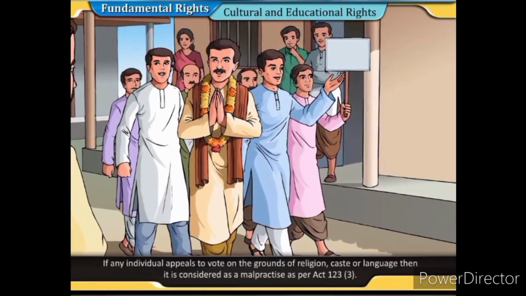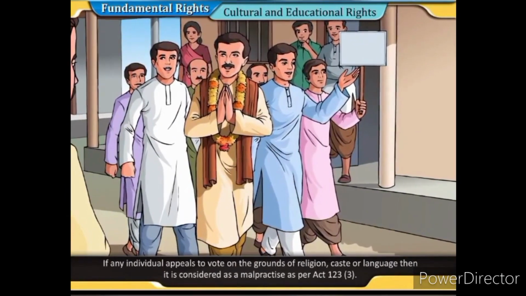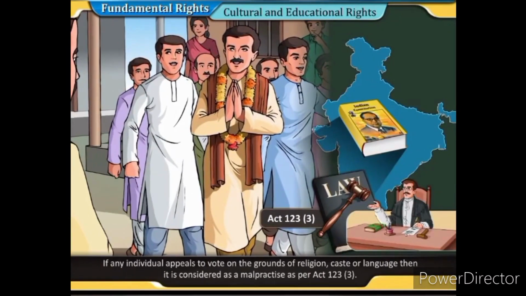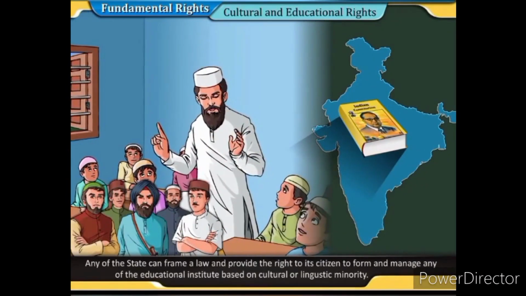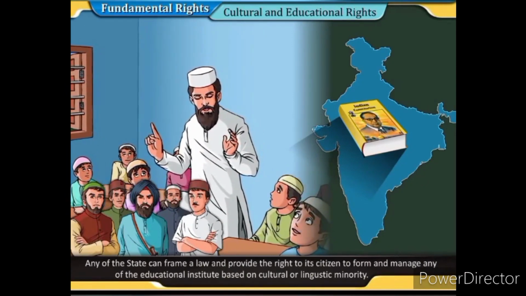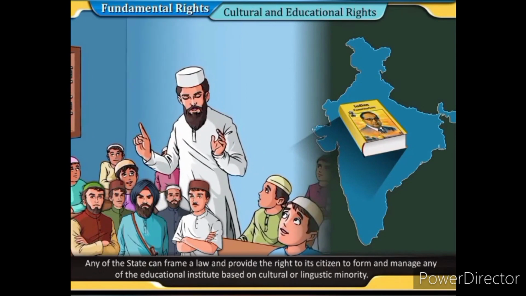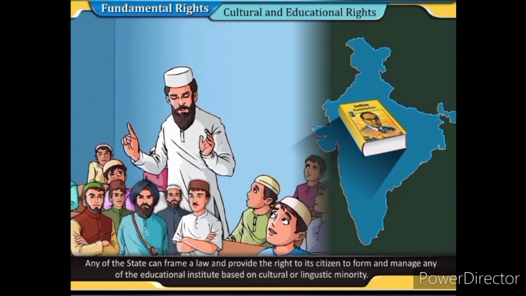If any individual appears to vote on the grounds of religion, caste or language, then it is considered a malpractice as per Act 123(3). Any state can frame a law and provide the right to its citizens to form and manage any educational institute based on cultural or linguistic minority.